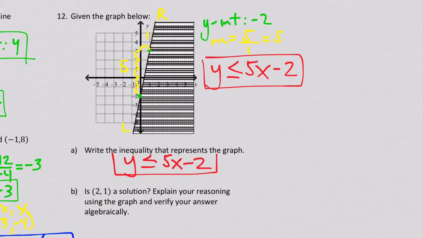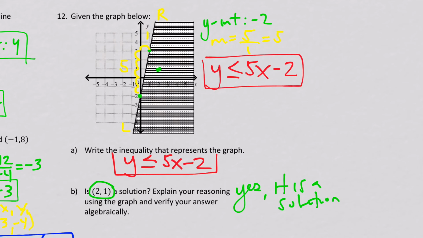If I take this point (2, 1) and apply it, (2, 1) is going to be right here. Is that point in the shaded area? Yes, it is. So this point would be a solution, because it happens to fall in the shaded portion of this graph.